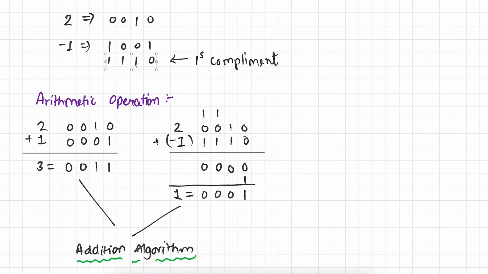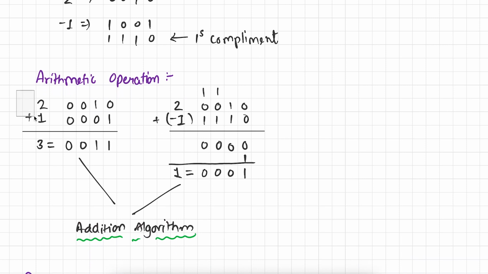Now again let's talk about the arithmetic operation. If we do 2 plus 1, this is the binary representation of 2 and this is the binary representation of 1. And if we do a simple plus operation, we get 3. Okay, that is the correct answer. 2 plus 1 is equal to 3. Now let's say one number is positive and one number is negative. Then we don't need any extra algorithm for subtraction.